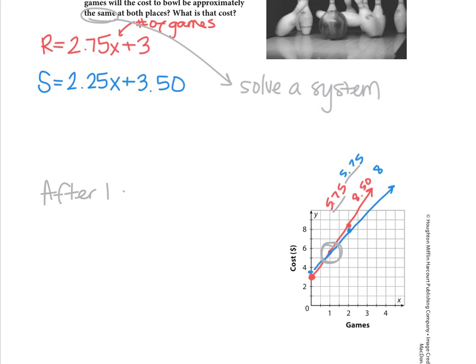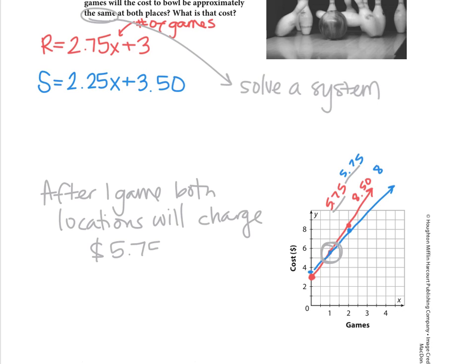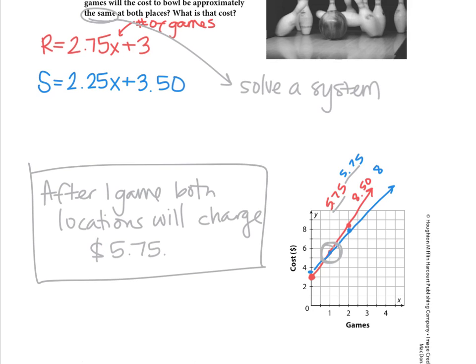So after one game, both locations will charge, and if you see, both of them are $5.75, so $5.75. Remember, when you write money, the dollar sign goes at the beginning of the number, not at the end. I know you read $5.75 or $5.75, but the dollar sign has to go at the front. That's a pet peeve of mine. All right, so there's going to be my answer.